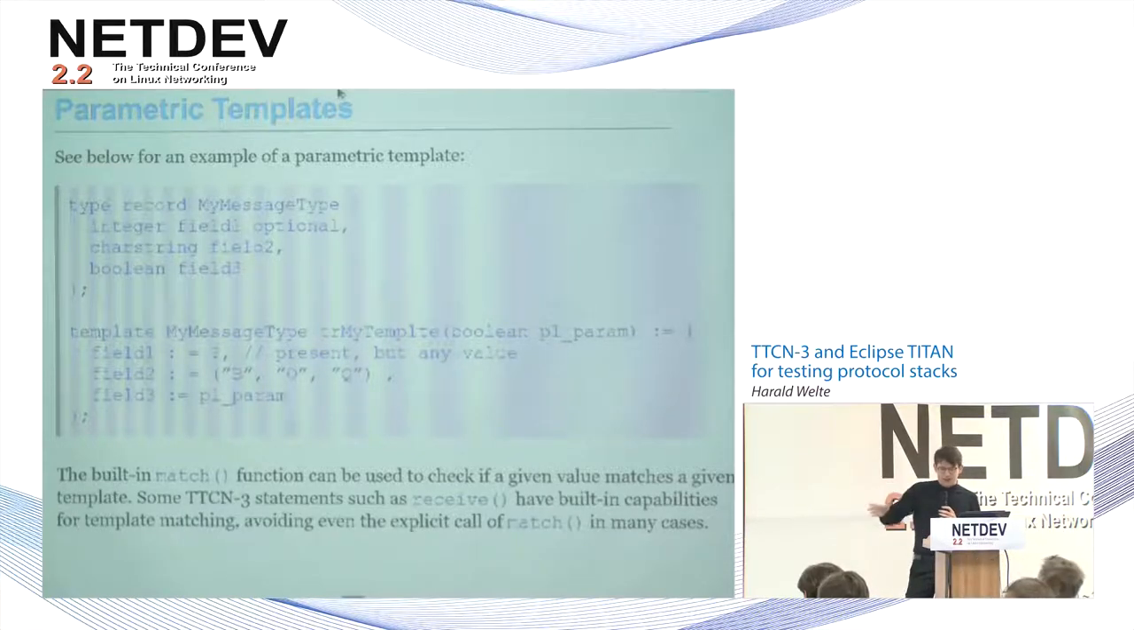I give some parameter into the template, and then basically I define my template, and when I instantiate the template, I can give it some arguments, some parameters, and those parameters will be put into the template. So we have basically field one, we don't care, field two must be B, O, or Q, and field three will be the parameter that I passed into the template. Of course I can also do all this by writing explicit code, but it's so much easier if there's some support in the language for this.